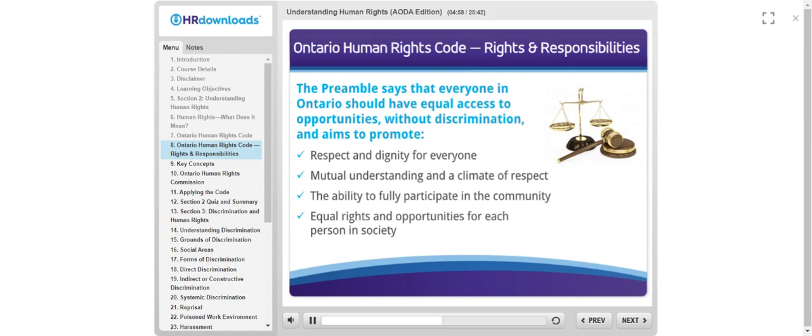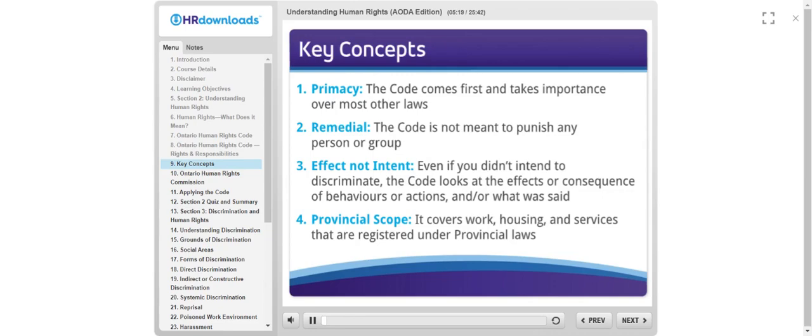The preamble says that everyone in Ontario should have equal access to opportunities without discrimination and aims to promote respect and dignity for everyone, mutual understanding and a climate of respect, the ability to fully participate in the community, and equal rights and opportunities for each person in society. The Human Rights Code is based on 4 key concepts.